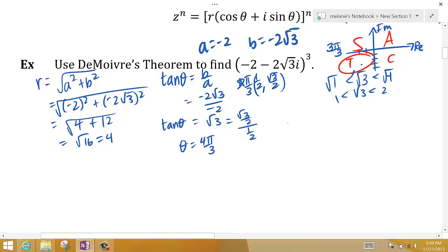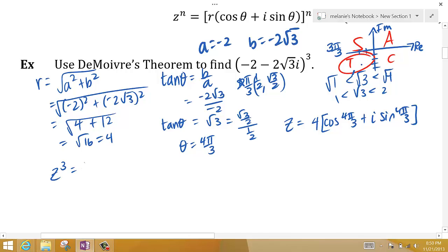So if I rewrite my z, I end up with 4, and then cosine 4 pi over 3 plus i sine 4 pi over 3. So that's my complex number. Now I want to cube that. So here I'm going to use my formula.